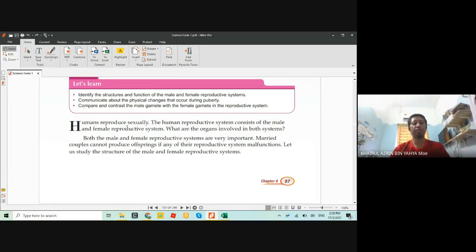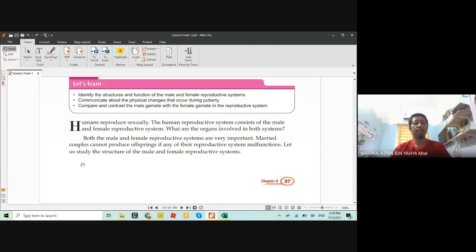Humans, manusia, reproduce sexually. The human reproductive system consists of the male and female reproductive system. So human sexually, remember we have two types. First, sexually. Second is asexually. Okay. What are the organs involved in both systems? We will look about this later. Okay, so both the male and female reproductive systems are very important. Married couples, pasangan yang telah berkahwin, cannot produce offsprings. Offspring ni anak. If any of their reproductive systems malfunctions, tidak berfungsi. Jadi jika pasangan yang berkahwin tak boleh dapat anak jika organ peranakan mereka ada masalah.